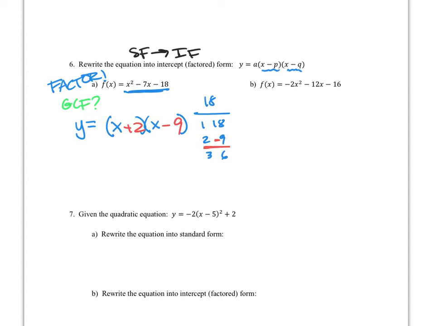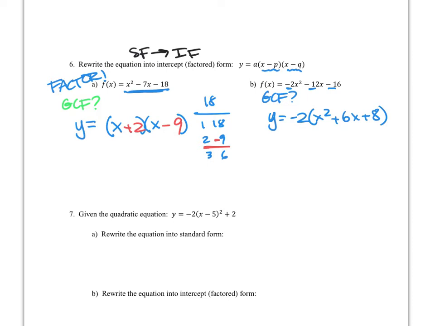All right, letter B. Is there a GCF? And yes, there is. If you notice, this negative 2 goes into every single term. So the first thing we want to do is factor out that negative 2. So we're dividing each one by negative 2. What do we get? We get x squared plus 6x plus 18. We're dividing each of those terms by negative 2.